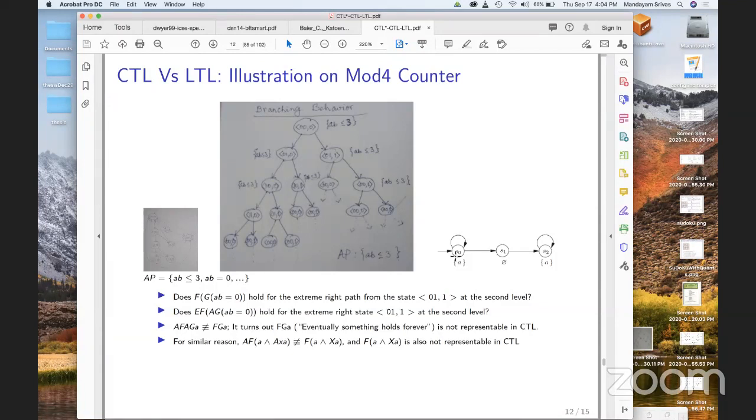eventually everything will be A. Eventually you have to reach a state from which every path originating there should satisfy A. Is that true? No, that is not true, because you consider the path S0 omega from S0, that is S0, S0, S0, continuously repeating itself.